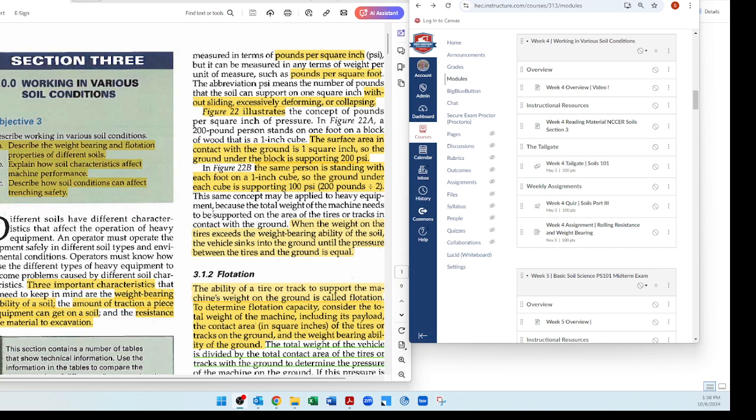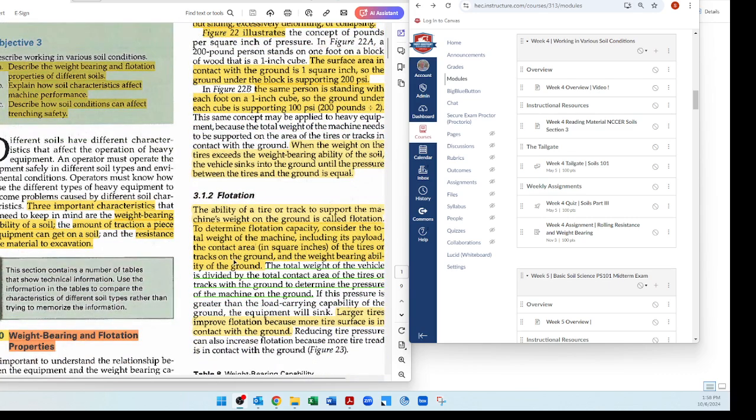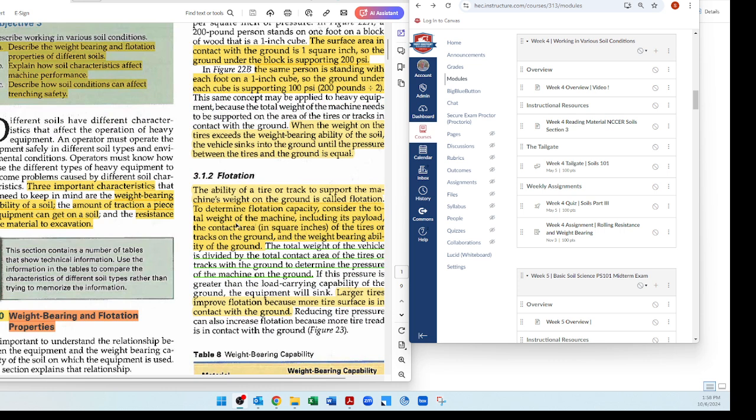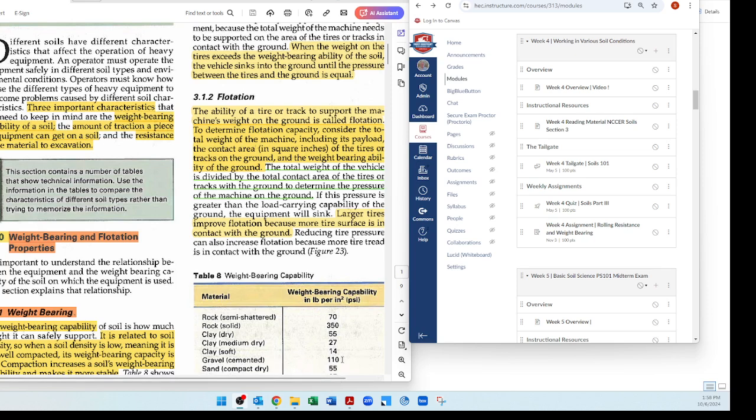It's 1 square inch. That was at example 22. I want to make sure I covered the flotation. To me, flotation is just keeping it on top of the ground. And we came out with 21.9, and we decided that we would be okay on a soil. 55 would be cutting it too close. What could we do if we had to go across this 55 pounds per square inch? We could put bigger tires on it, for one thing, right? We could increase our surface area by putting wider tires on it. Okay.